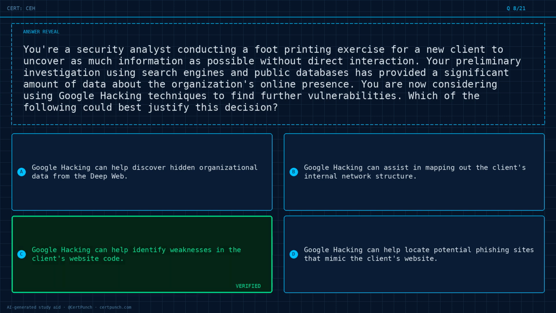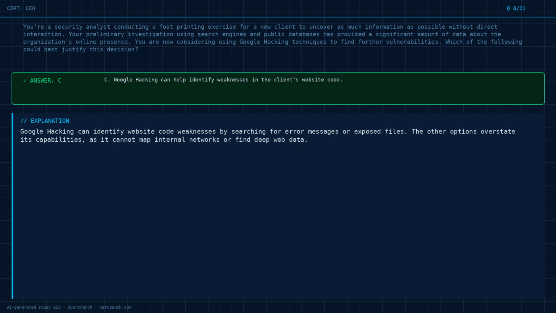The answer is option C. Exam logic. Google hacking can identify website code weaknesses by searching for error messages or exposed files. The other options overstate its capabilities, as it cannot map internal networks or find deep web data.